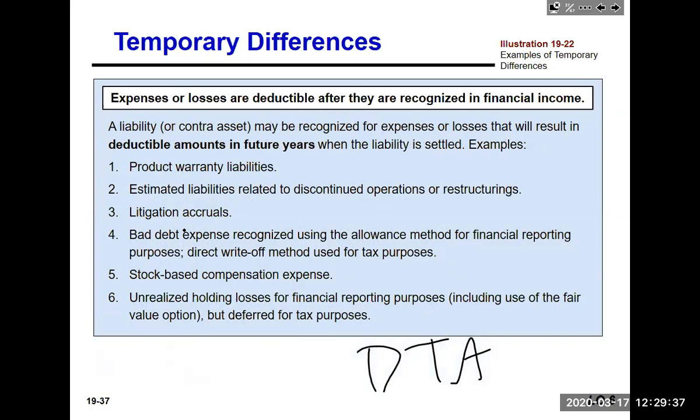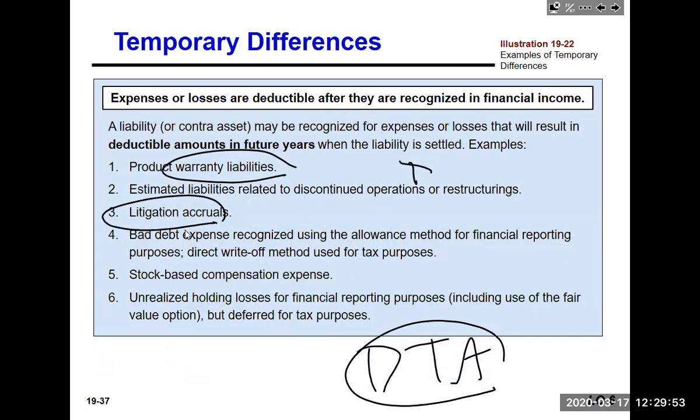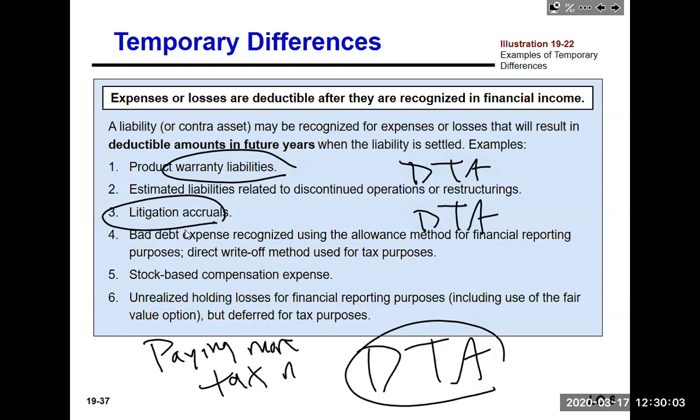But this next page here, these are deferred tax assets, product warranty liabilities, because you're making warranty accruals, but the IRS requires cash basis. Estimated liabilities, litigation. We had an example on litigation, didn't we? Warranty liabilities. Those are DTA. These are deferred tax assets. We're paying more cash now, or paying more tax now. That's why we hope to get it back later, correct? Those are the main ones.